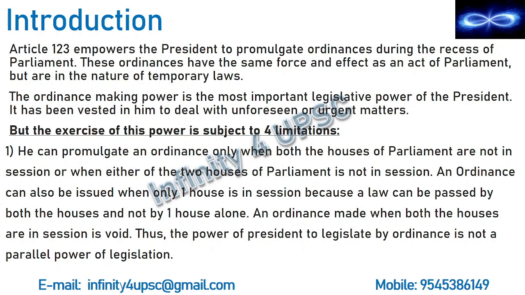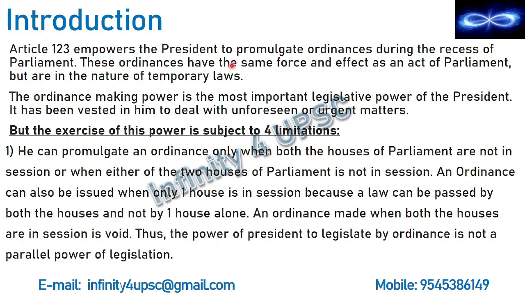So the first and foremost thing that you need to know about Ordinance is the article associated with it. It is Article 123. Very easy to remember. Article 1, 2, 3. Article 123 is associated with Ordinance. This empowers the President to promulgate, that means to issue, an Ordinance during the recess of Parliament. So here they are saying that when the Parliament is functioning, the President cannot issue an ordinance. He can issue an ordinance only when the Parliament is not functioning.